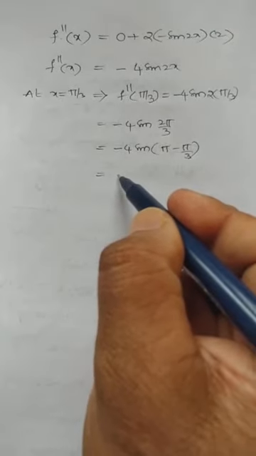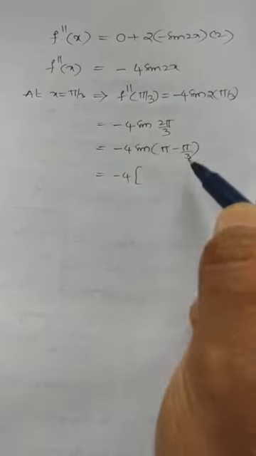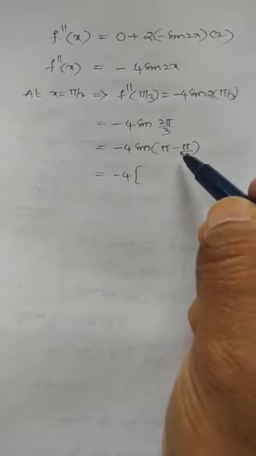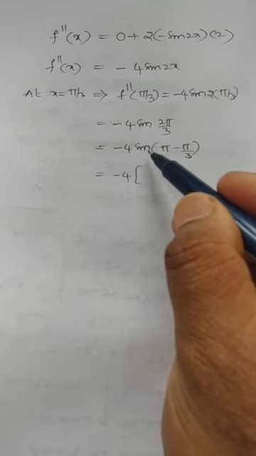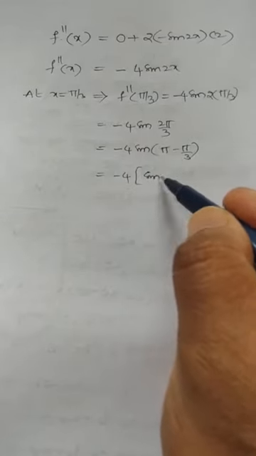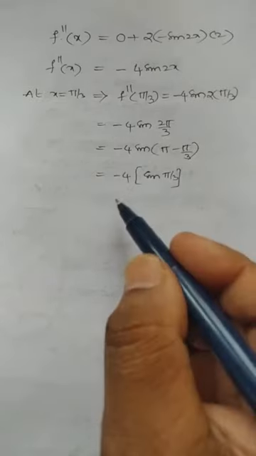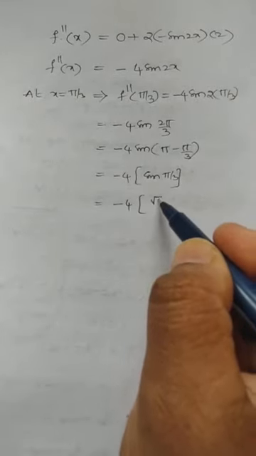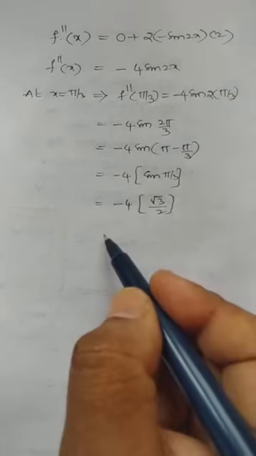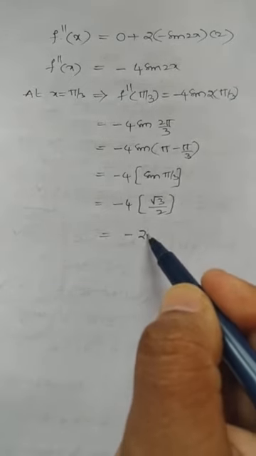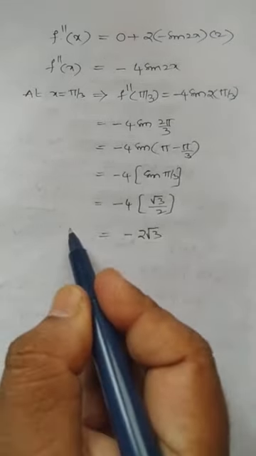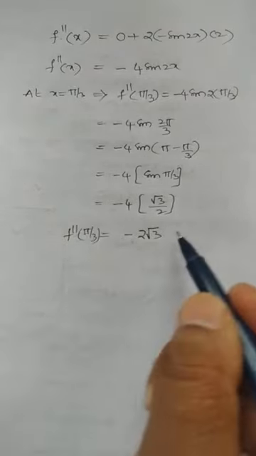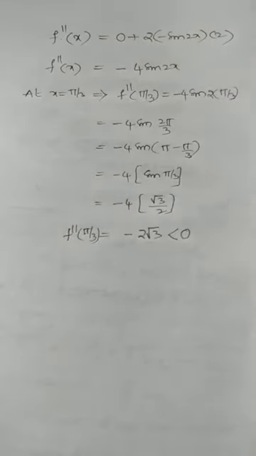So what are we getting now? -4 into sin(π - π/3). π - π/3 lies in the second quadrant, and in the second quadrant sine is positive. So it is sin π/3, which means -4 into √3/2. So we got f''(π/3) = -2√3, which is less than 0.